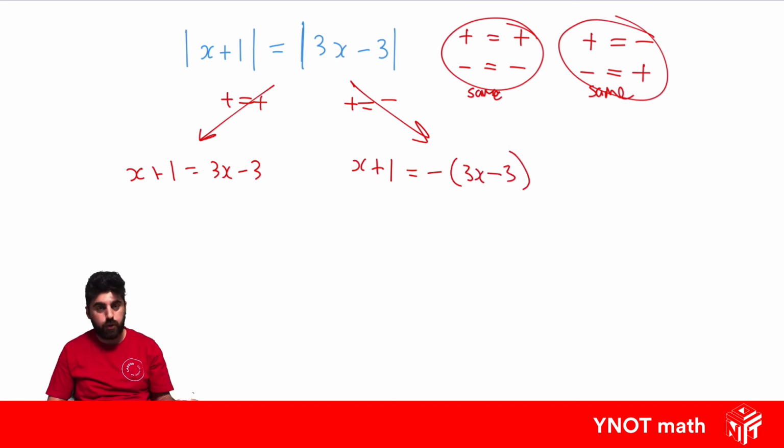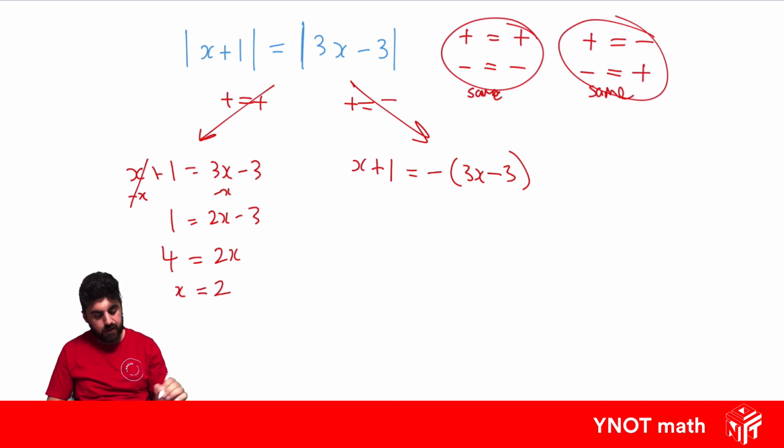And we just need to solve both of these equations. So let's minus x from both sides. So we get 1 equals 2x minus 3. Let's add 3 to both sides. Then divide both sides by 2. So we get x equals 2.